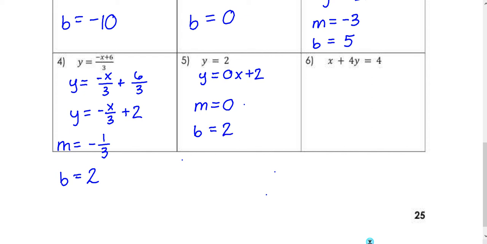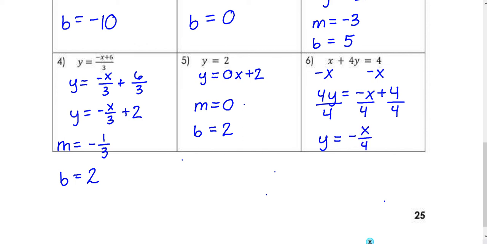For number 6, we need to rearrange this guy. So we subtract x on both sides. We're left with 4y equals negative x plus 4. Now, still getting y by itself, I divide everything by 4. So my new equation is y equals negative x over 4 plus 1, meaning that my slope is a negative 1/4, and my y-intercept is 1.